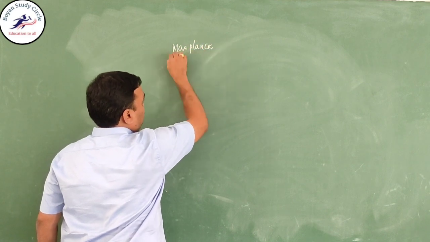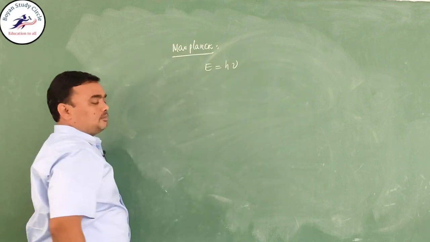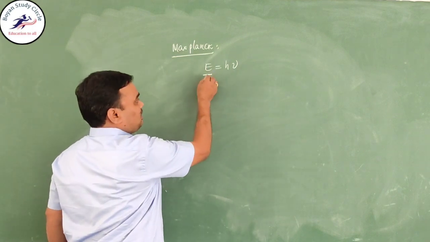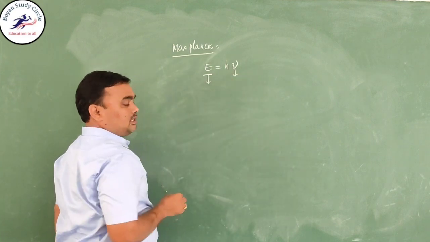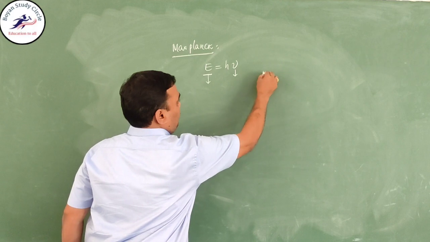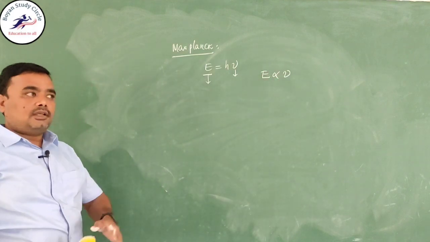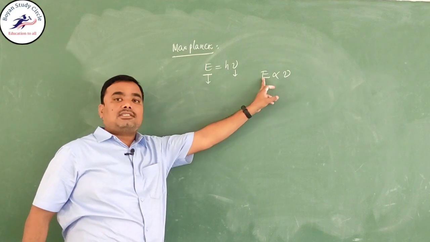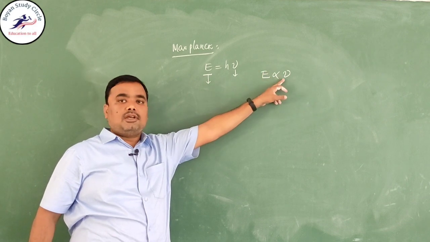Max Planck, in Planck's equation, E is equal to h nu. Here E is the energy of the electromagnetic radiation and nu is its frequency. That means energy is directly proportional to frequency, right? So when frequency increases, energy increases. Energy is directly proportional to frequency.